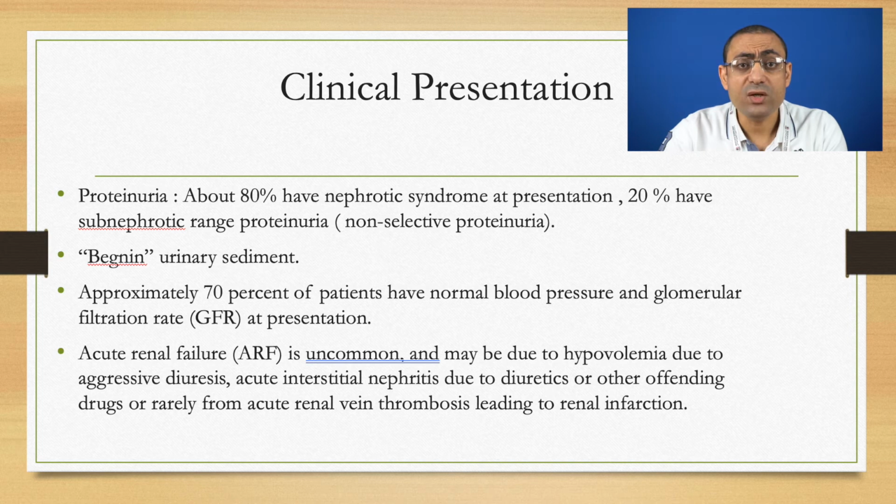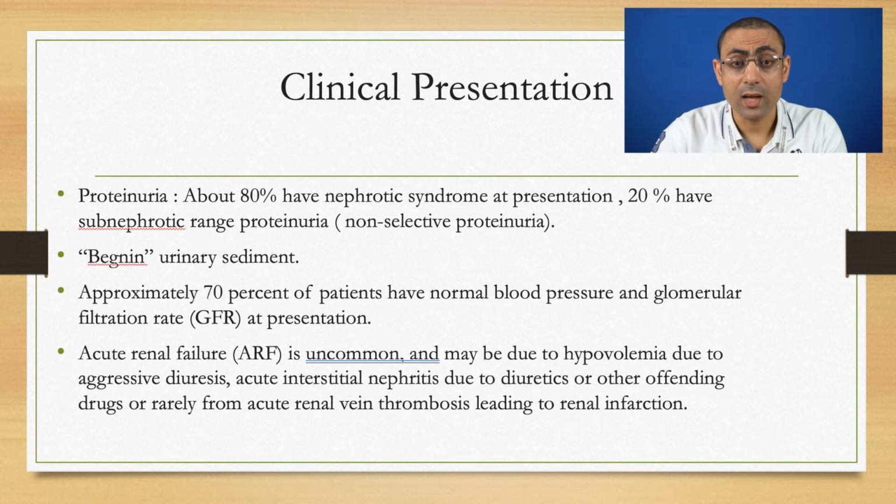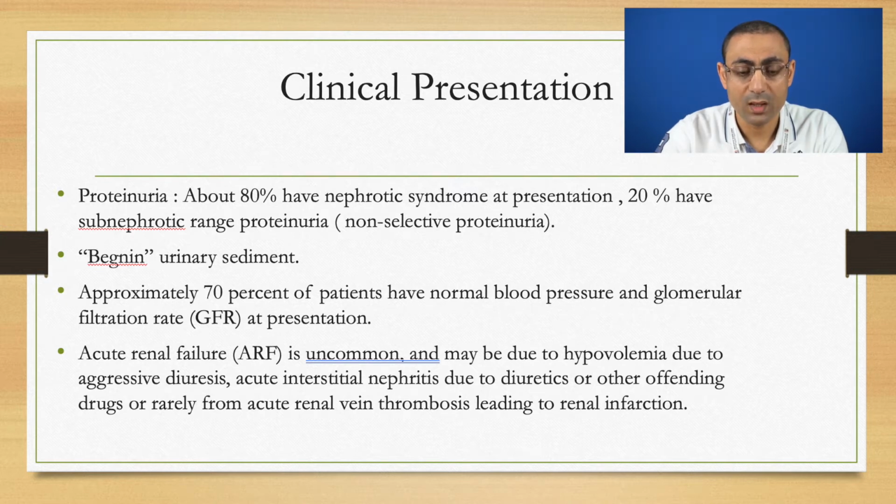Clinical presentation of patients with membranous nephropathy: they come with proteinuria, and about 80% of the patients have nephrotic syndrome at presentation. 20% of them have subnephrotic range proteinuria. Proteinuria is usually non-selective, and urinalysis shows benign urinary sediment. No active urine sediment, and no RBC casts are seen in these patients. 70% of the patients are normotensive and have normal GFR at presentation.